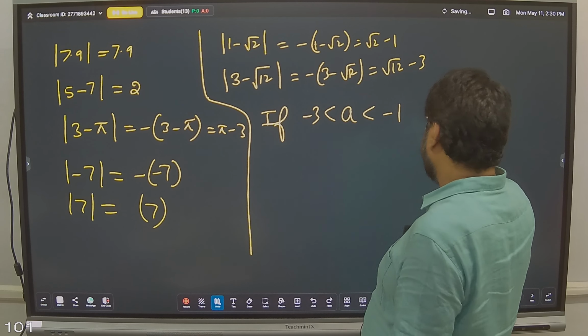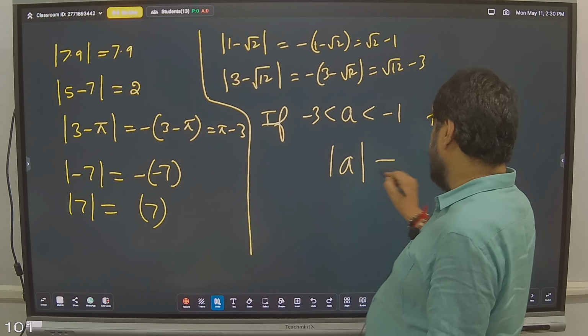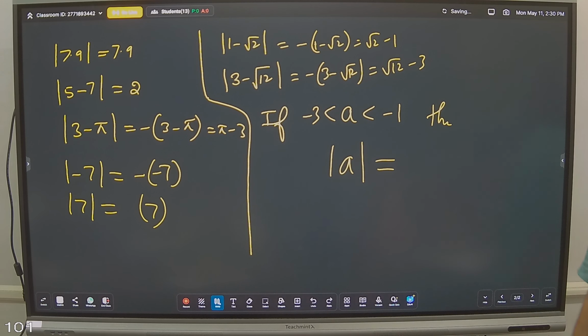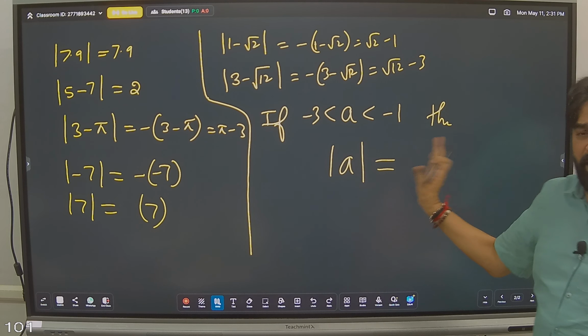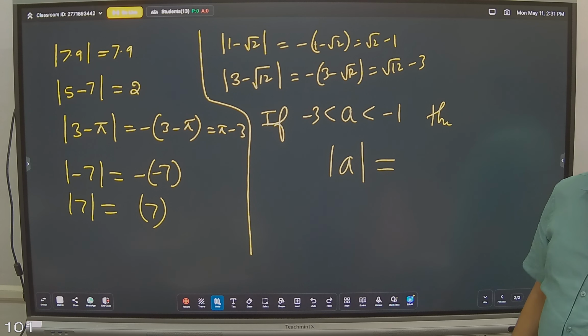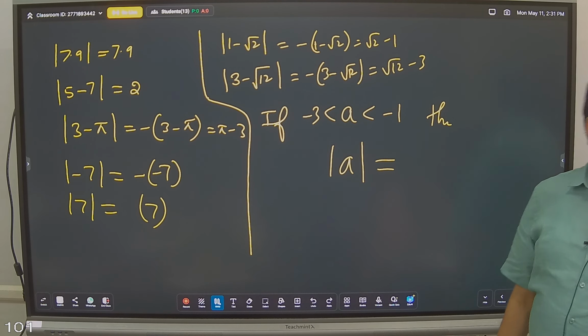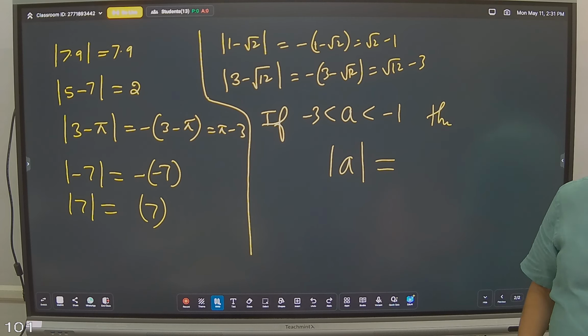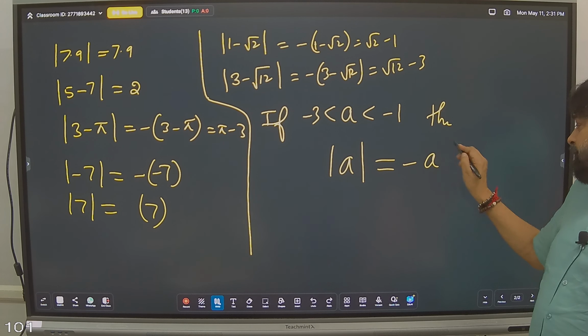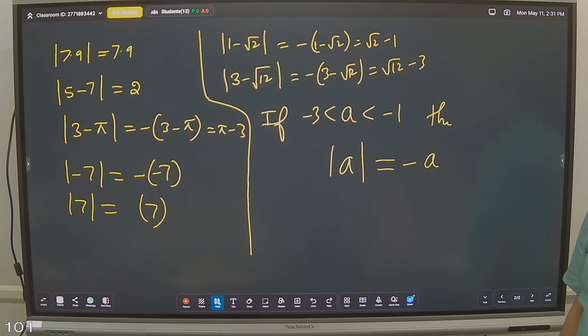Then mod A, speak out. I want to remove the mod. Without mod, what is the value? A or minus A? Speak. Why minus A? Because A is negative. Are you getting my point? So minus A. Have you understood?